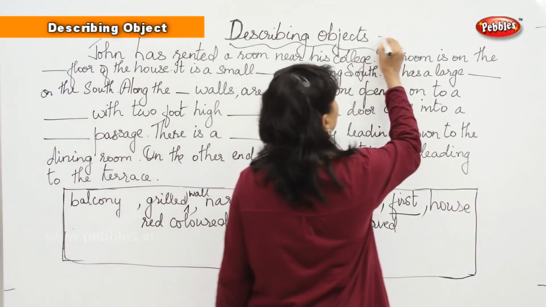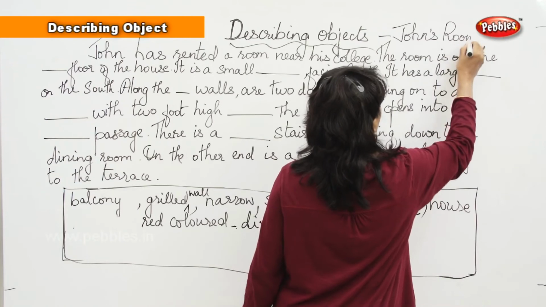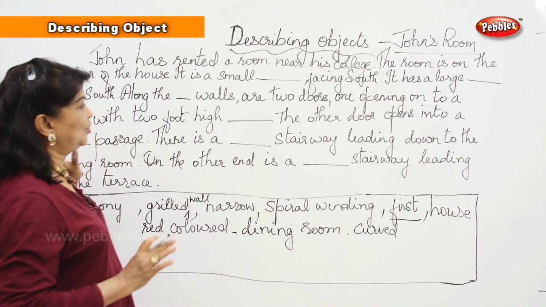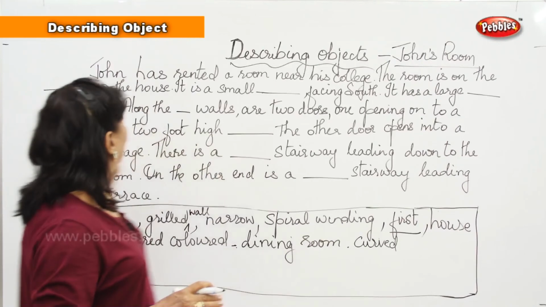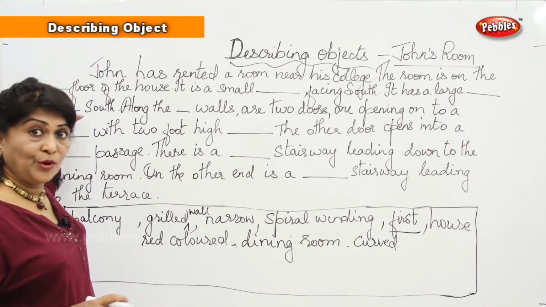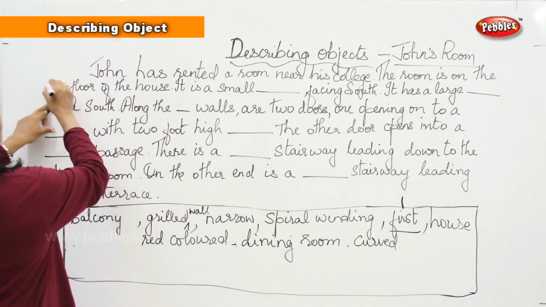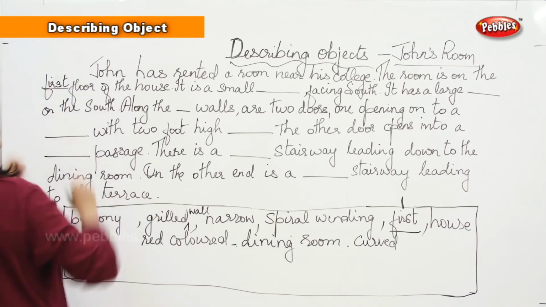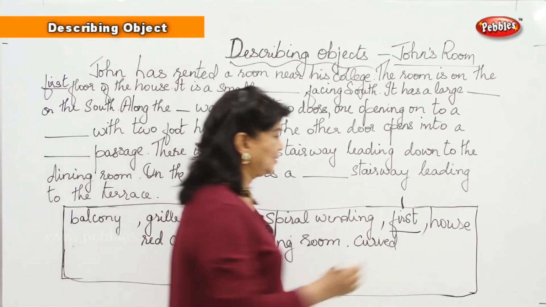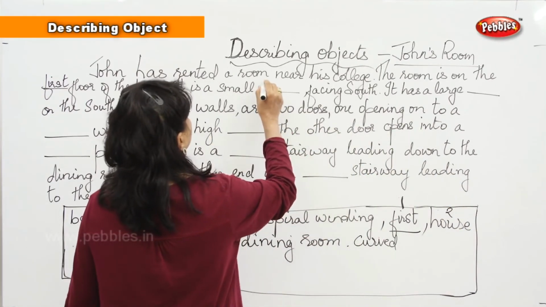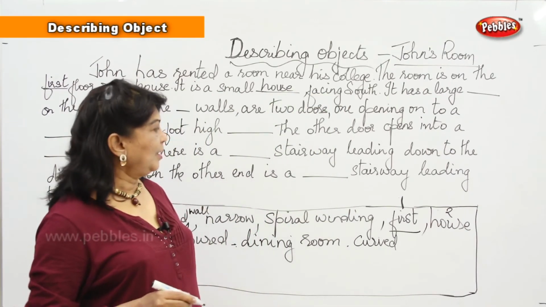So, what is this? This is John's room, and you're going to fill up John's room. Okay. John has a rented room near his college. The room is on the, which floor? First floor. So, first here. First floor of the house. It is a small house, facing south.